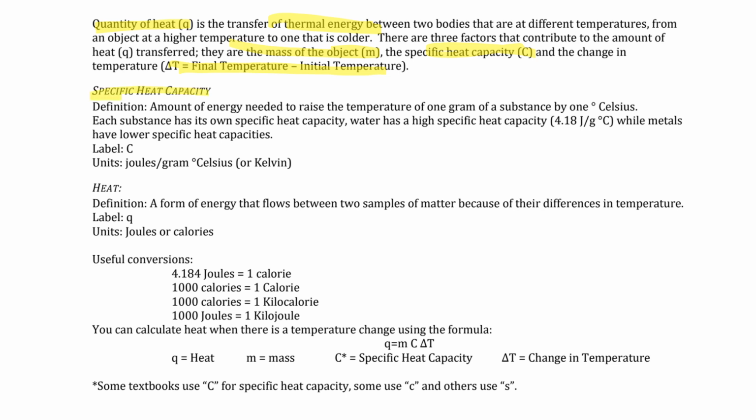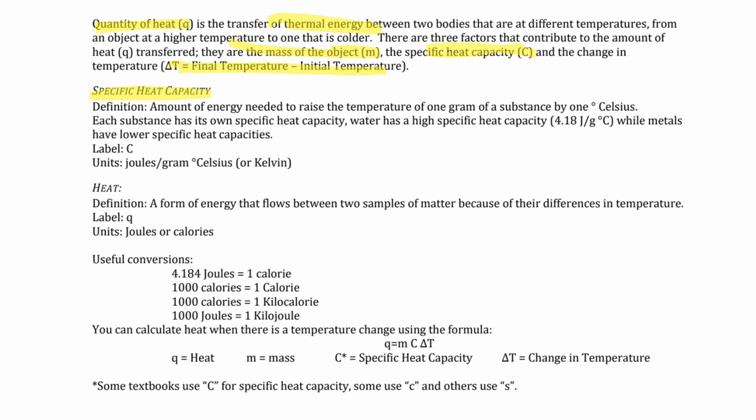It's the amount of energy that is needed to raise the temperature of 1 gram of a substance by 1 degree Celsius. So let's say we use water, for example, as a higher specific heat capacity compared to other substances, 4.18 joules per gram degree Celsius, while metals are lower. The label is C, and the unit is joules per gram times Celsius or Kelvin, depending on what's given. Heat is a form of energy that flows between samples of matter because of the difference in temperature. Label is Q, and the unit is joules or calories.